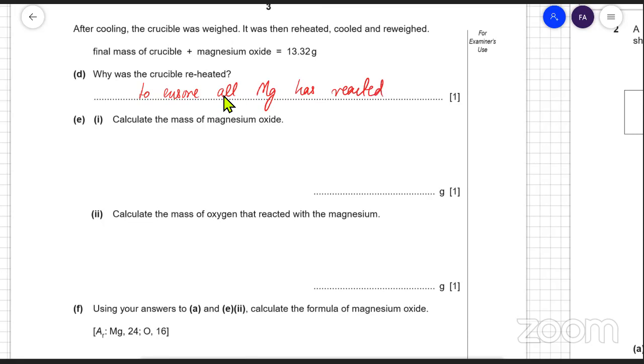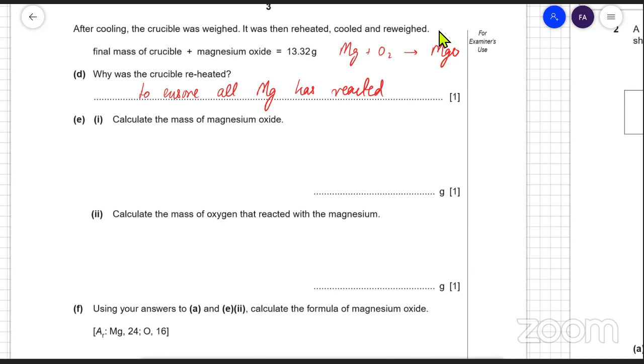Now that is very important. You have to ensure that all the magnesium has reacted, which is why it's reheated over and over again and reweighed. As long as magnesium keeps reacting with oxygen, the mass would keep changing because it would turn into magnesium oxide. Its mass would increase. Once all the last atoms of magnesium have reacted with oxygen, then the mass would stop increasing because there's no more oxygen getting added. So you constantly reweigh, and once the mass stops changing, it's known as heating till constant mass.